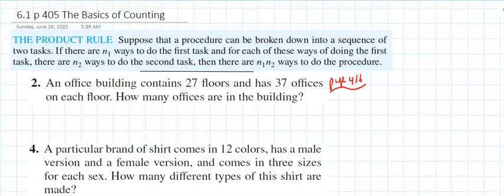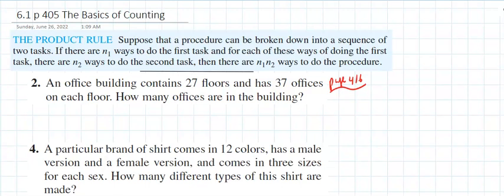6.1 is on page 4 or 5, and talks about the basics of counting techniques. We need to figure out how many possible ways we could do an event. We start with what's known as the product rule, which is the most direct and simplest way of counting how many ways we can finish a task.